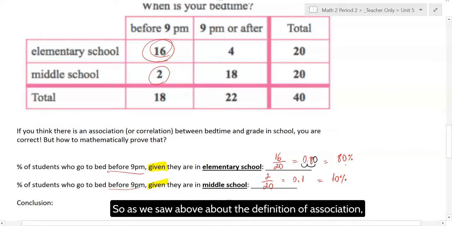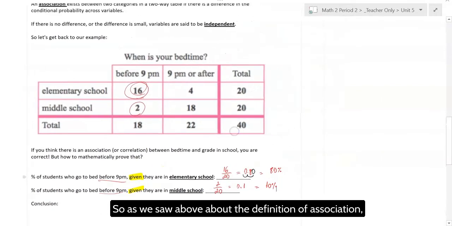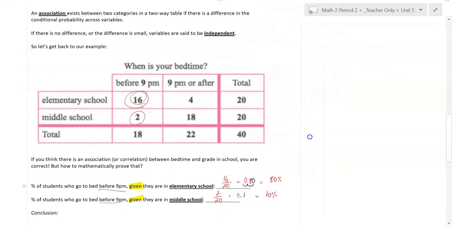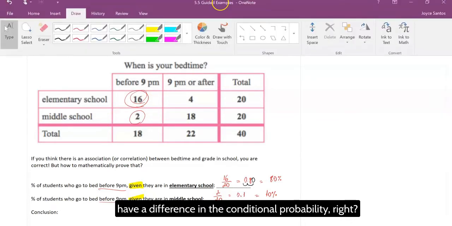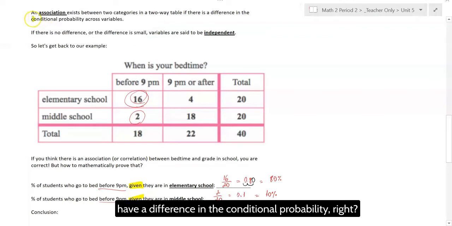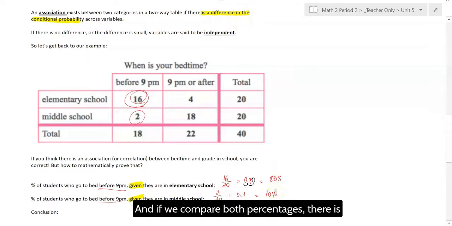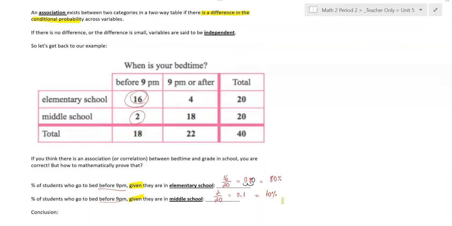So as we saw above about the definition of association, if there's an association, that means that we have a difference in the conditional probability, right? And if we compare both percentages, there is a difference. One is 80% and the other is 10%. So it's a significant difference. So what conclusion can we make about this table?